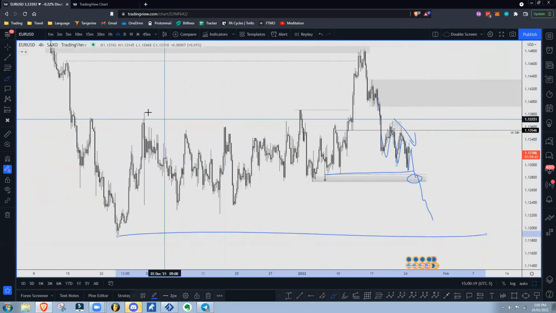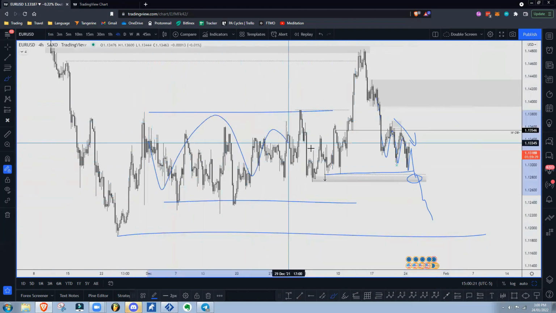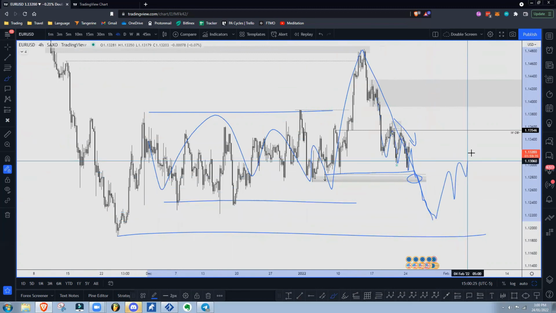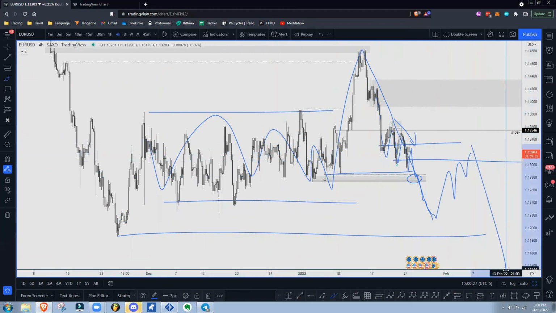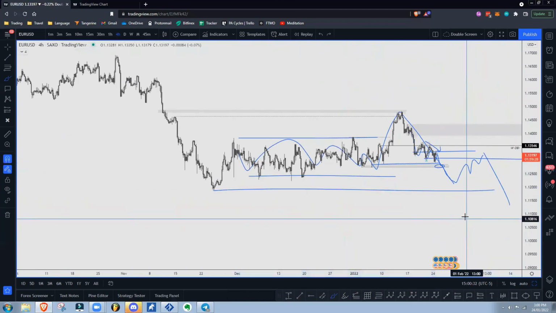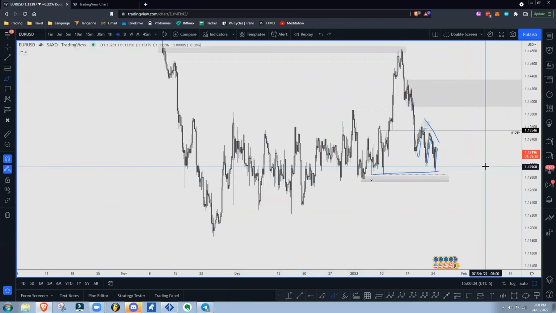I think that this correction is done, right? We had our consolidation, we have our sweep, we come right back into it. So if we can break below this, we're probably going to get back somewhere up to here, and then we're going to start really moving down to start taking out these lows. So just keep that in mind.